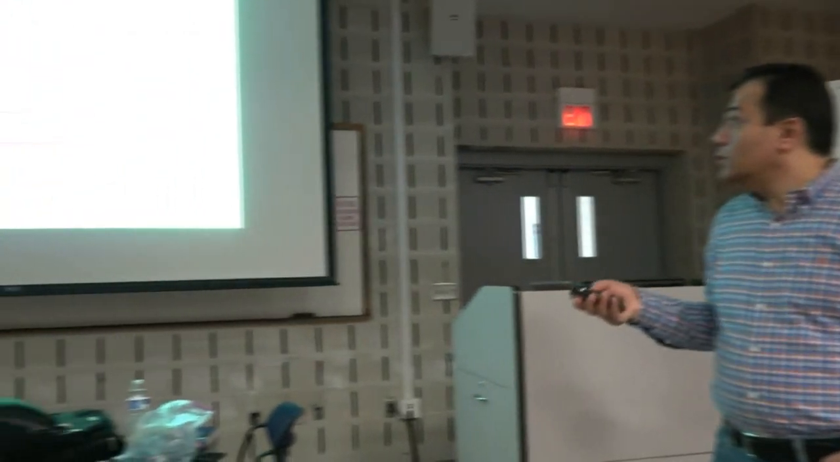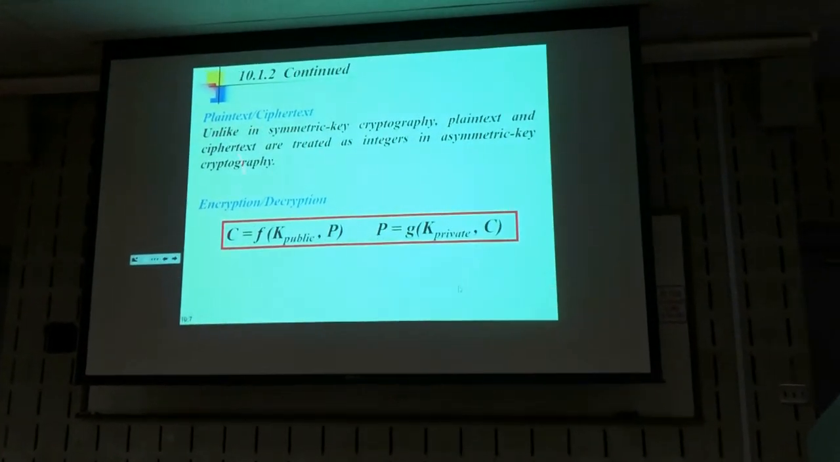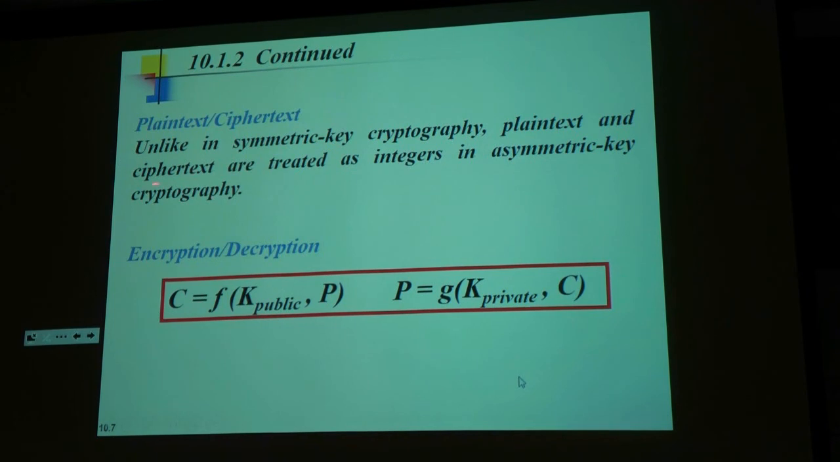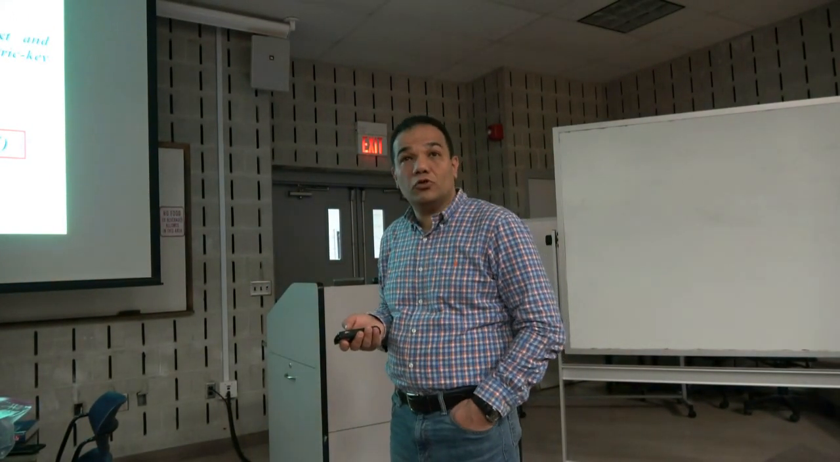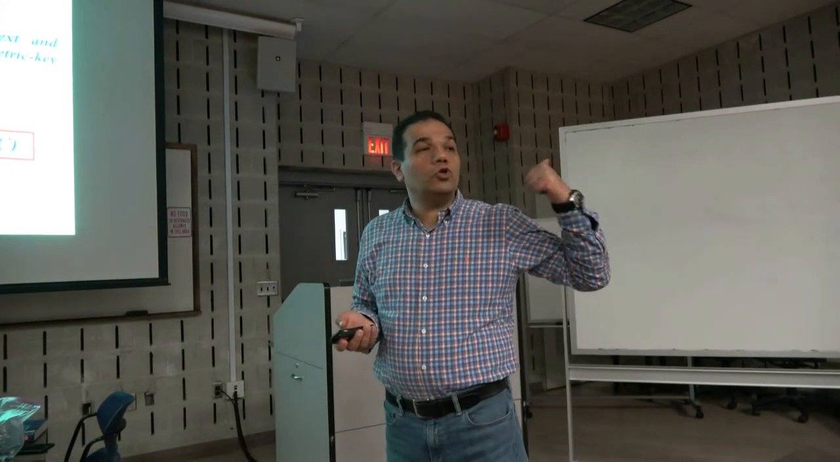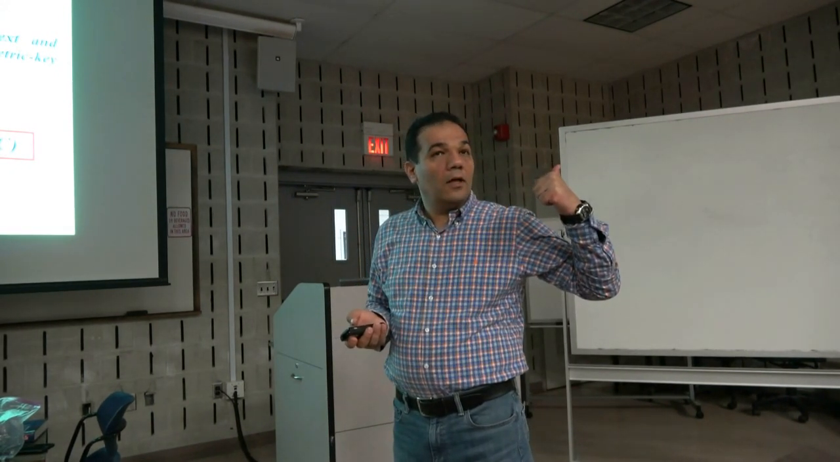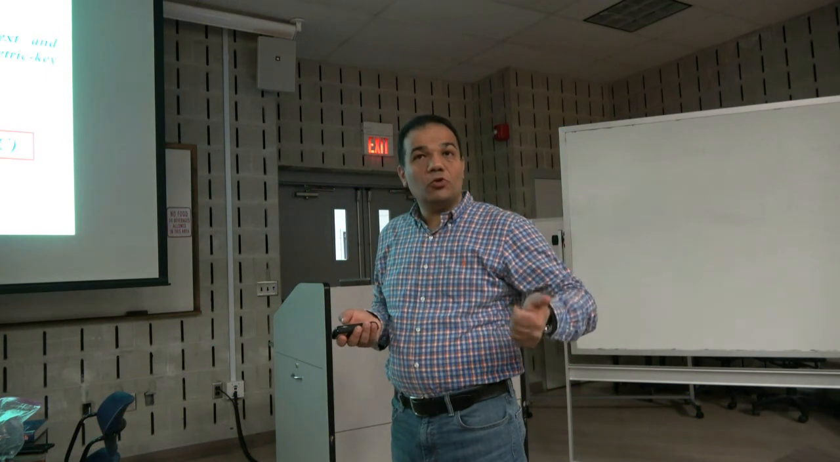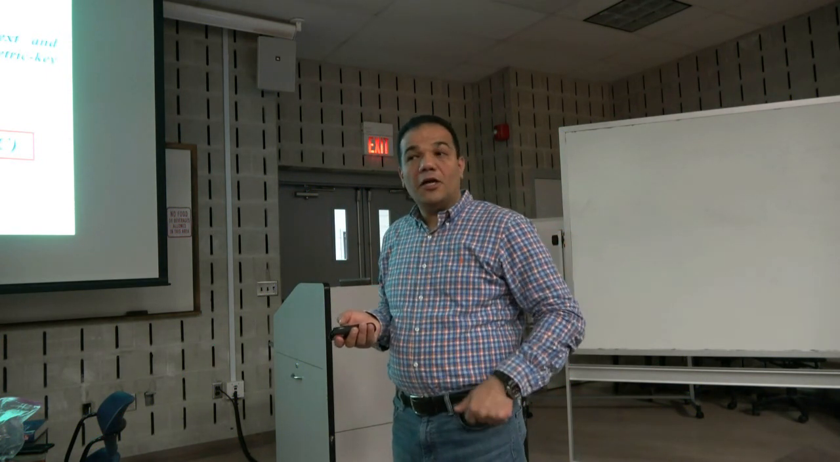As you know, there is plain text and ciphertext. Unlike in symmetric key cryptography, plain text and ciphertext are treated as integers in asymmetric key cryptography. Before, it was a string of digits; here, it's integers. So we have to convert our data into integers. Why? Before, what we used to do was substitution and permutations, and here we do mathematical operations.